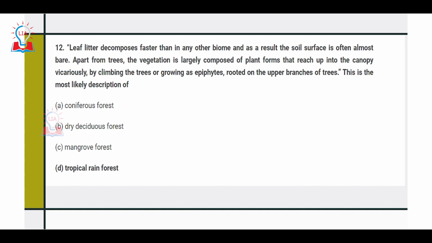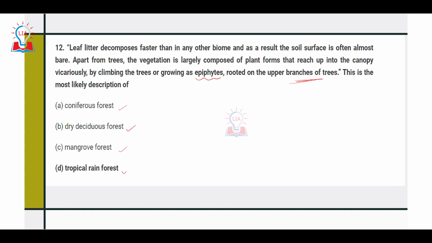The 12th question is again related to natural vegetation, where a statement has been given that leaf litter decomposes faster than in any other biome, and as a result, the soil surface is often almost bare. Apart from trees, the vegetation is largely composed of plant forms that reach up into the canopy vicariously by climbing the trees or growing as epiphytes rooted on the upper branches of trees. This is the description of which of the following vegetation: coniferous vegetation, dry deciduous forest, mangrove forest, or tropical rainforest.